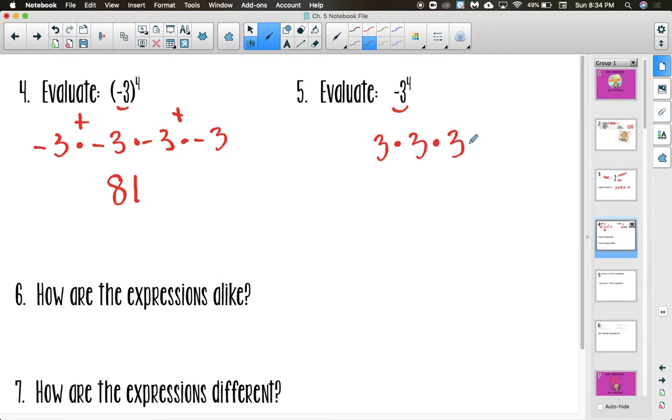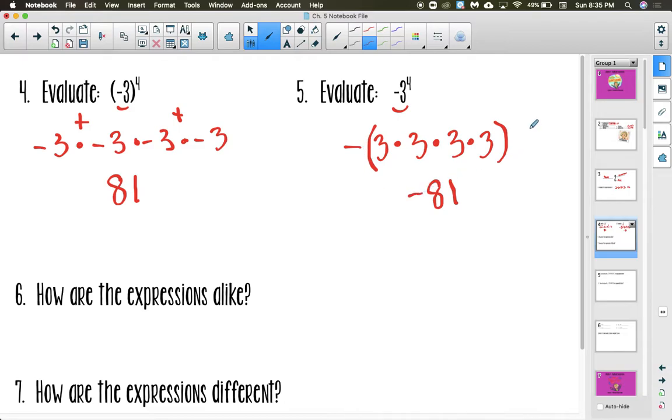So this work looks a little bit different. It looks like this. Our base in this problem is the positive number 3. 3 times 3 times 3 times 3, and then that negative sign is actually outside the parentheses, making whatever our final answer is a negative. So 3 times 3 times 3 times 3 is 81, and we make our final answer negative.